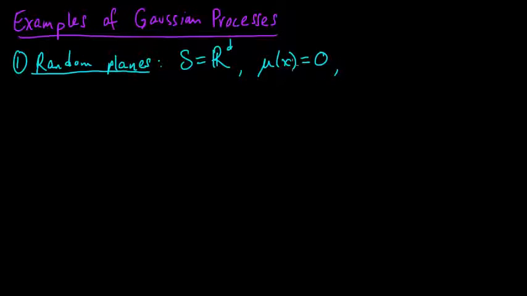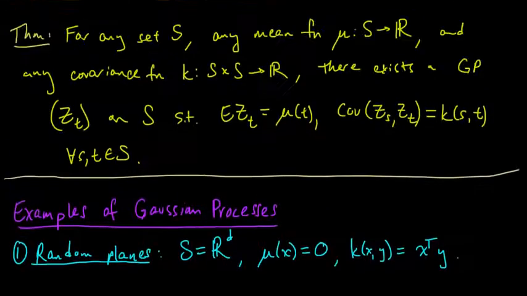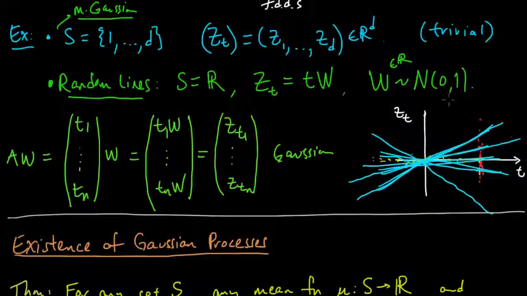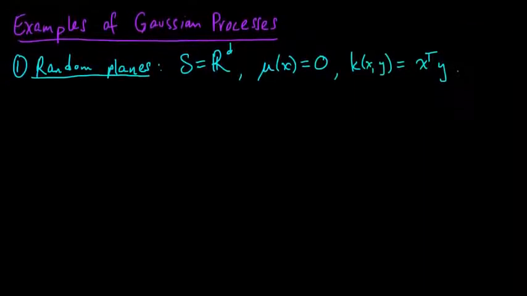I'm going to use x instead of t or s here. And the covariance function is x transpose y. So when D is 1, this just reduces to x times y. And you can check that, in fact, that simple example of random lines has that mean and covariance function. Pretty much all the mean functions we're going to use are going to be mean 0.